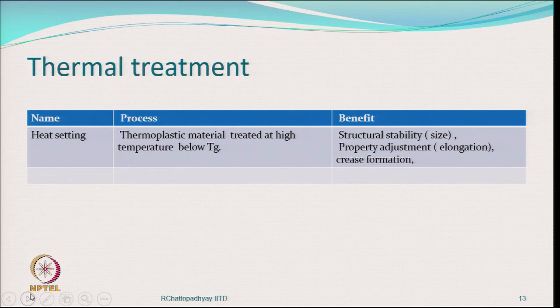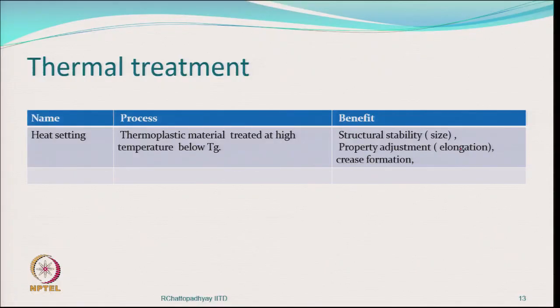Thermal treatment, heat treatment, is given to fabrics or to many products actually. Many technical textile products also, finally after manufacturing, after weaving or after, let us say, twisting, whatever is the situation, have to be passed through a heat treatment process to stabilize the structure, that is, to stabilize the size, or it may sometimes be required for property adjustment. We want to adjust the elongation behavior of a fabric.